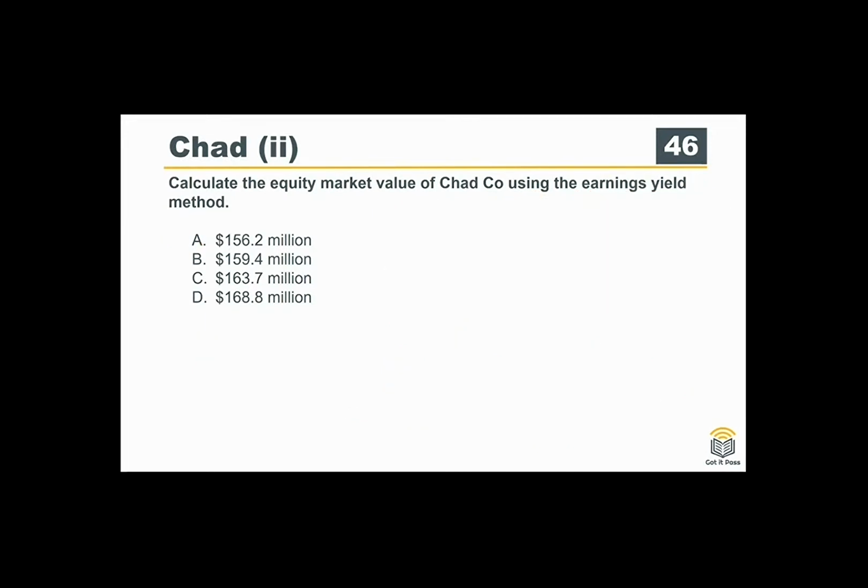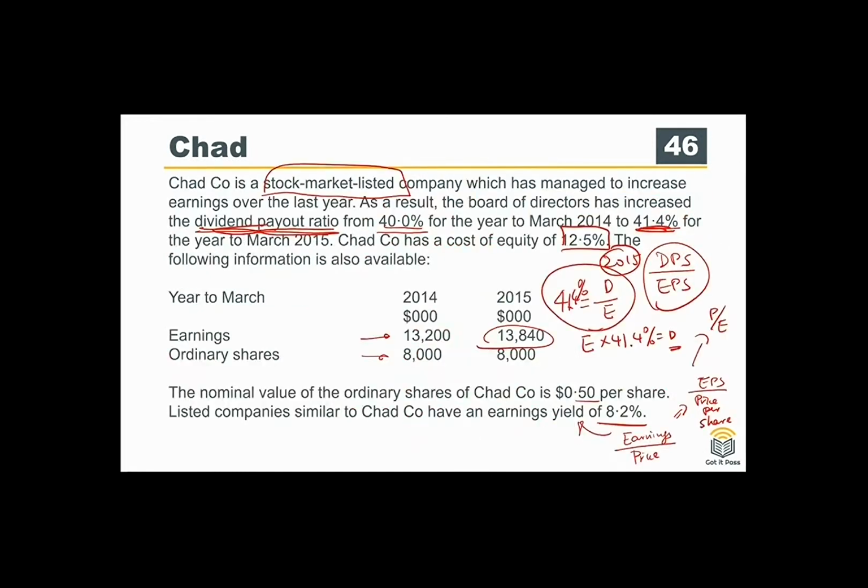Part 2 of this chart. You are asked to work on the equity market value of this company using the earnings yield method. For the earnings yield method, as I shared with you, it is the earnings or earnings per share divided by price. So based on the market information provided, the earnings yield is 8.2%.